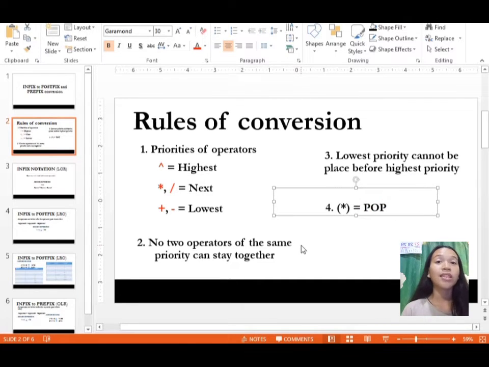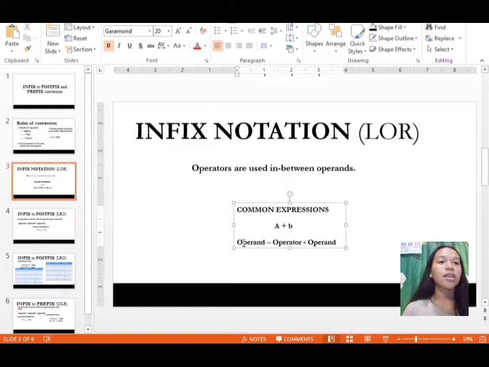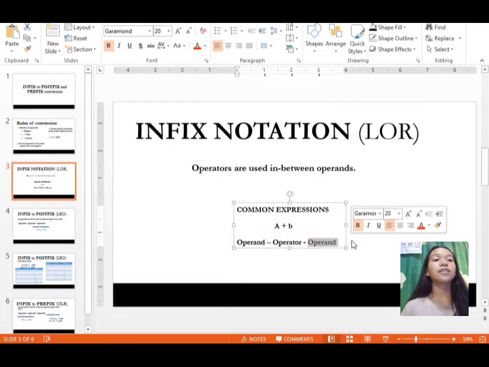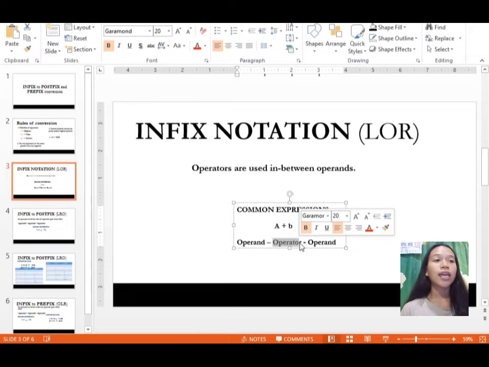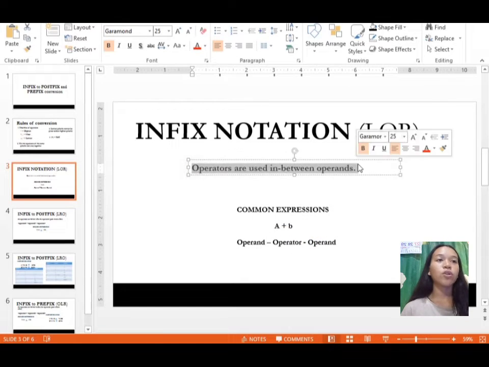So these rules will be discussed further and will relate to our example in the preceding discussion. Let's move on to infix notation. First, let us identify what notation is. Notation is the way to write an arithmetic expression. Let's proceed to infix notation, or LOR: left operand, operator, and right operand, or operand operator operand. It's visible that the operator in infix notation is used in between two operands.